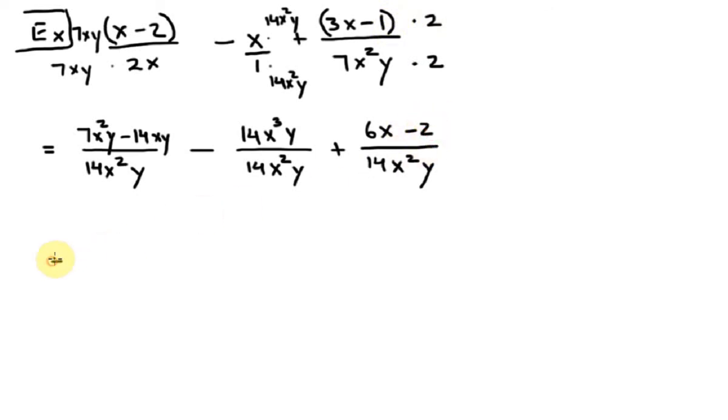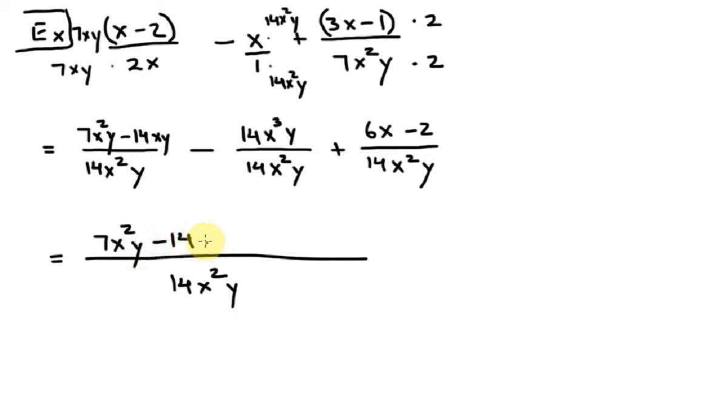Ooh, boy. So now I'm ready to combine them as one gargantuan fraction with 14x squared y as a common denominator on the bottom. And look at this, none of these, just none of them go together. So all I can do is list them. So 7x squared y minus 14xy. Then I got minus 14x cubed y. And then finally plus 6x and the minus 2. What a big mess. But it is correct.